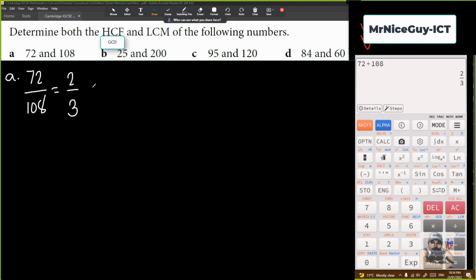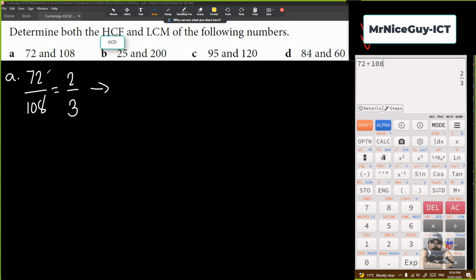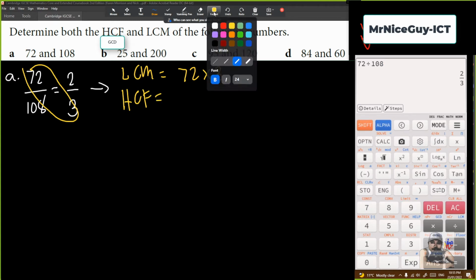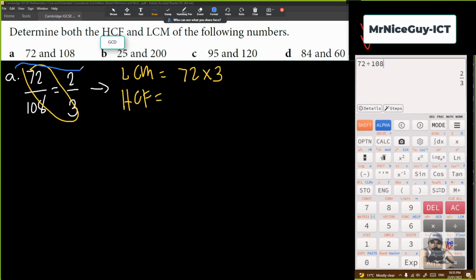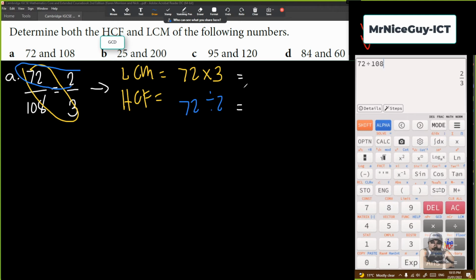Now this is the important number that you will need, because now we can figure out our LCM and GCD. By cross multiplication, 72 times 3 gives you your LCM. To find the highest common factor, it's just a matter of numerator divided by numerator, so it's 72 divided by 2. Just like this, 72 divided by 2. And 72 times 3, just to show you on the calculator, gives us 216.